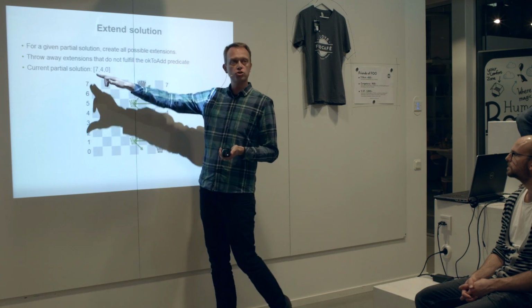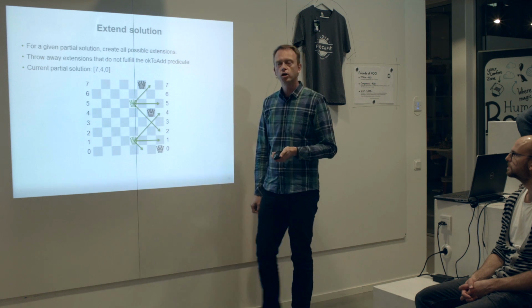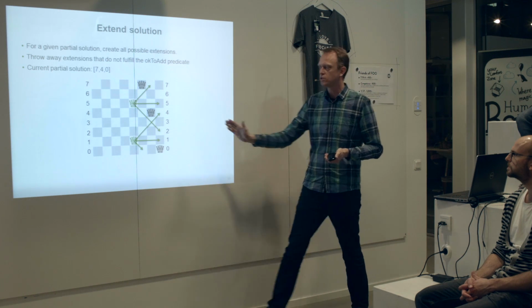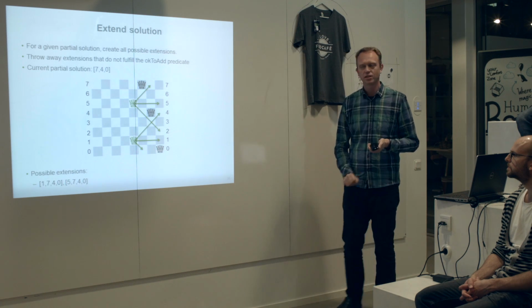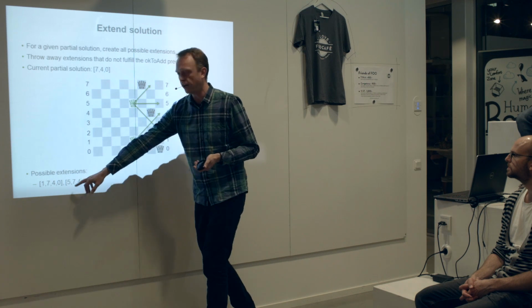So given this partial solution, we have 2 other partial solutions. We added a new queen to the 4th row, row number 3. So these are the 2 possible extensions, 1, 7, 4, 0, and 5, 7, 4, 0.